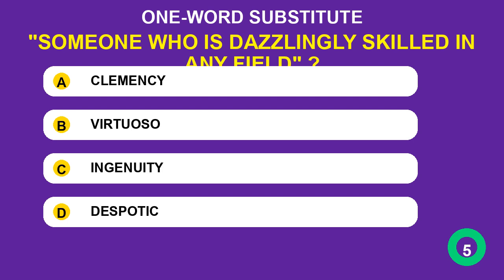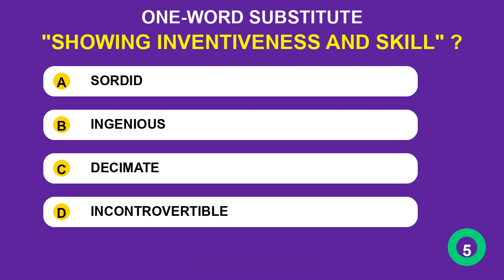What is the one word for someone who is dazzlingly skilled in any field? The correct answer is virtuoso. What is the one word for showing inventiveness and skill? The correct answer is ingenious.